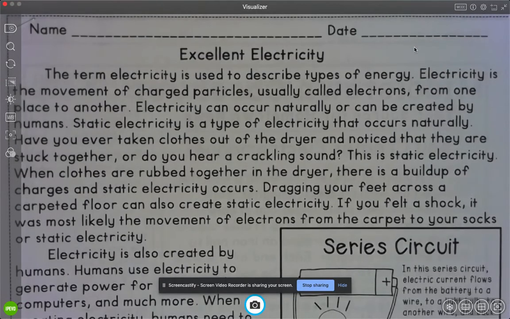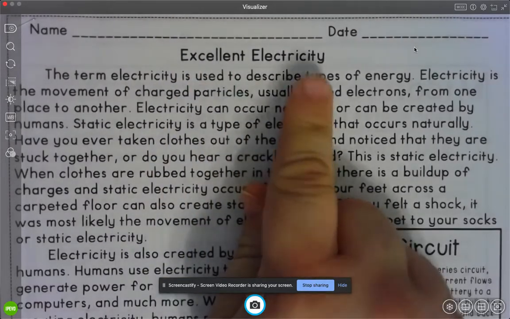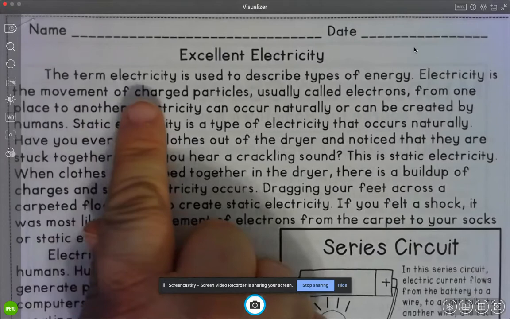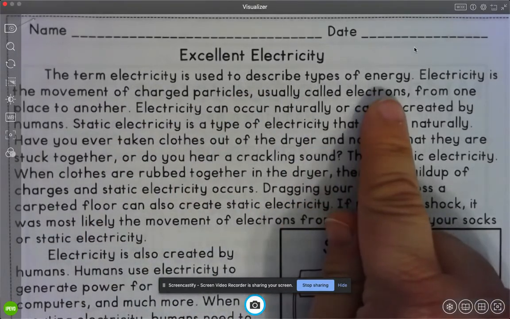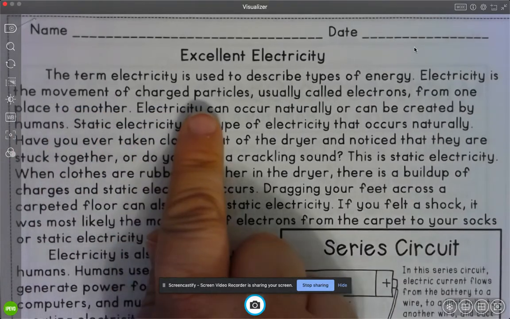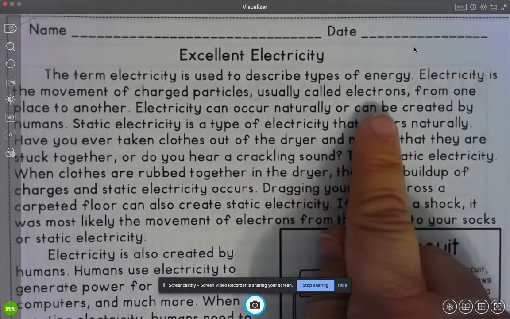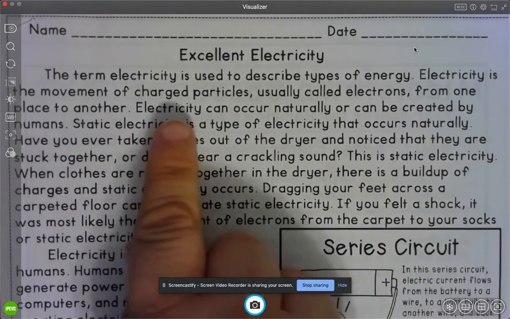Okay, today we're going to work on some science. So this is your first science packet that you're doing for e-learning, and it is called Excellent Electricity. The term electricity is used to describe types of energy. Electricity is the movement of charged particles, usually called electrons, from one place to another.